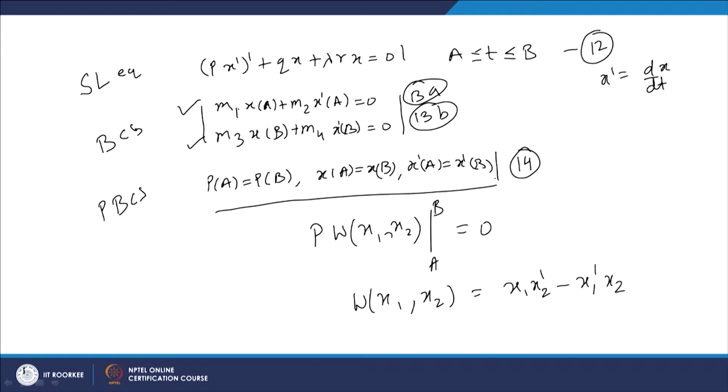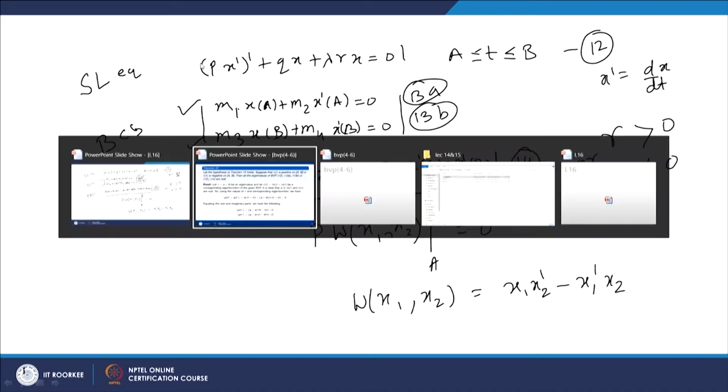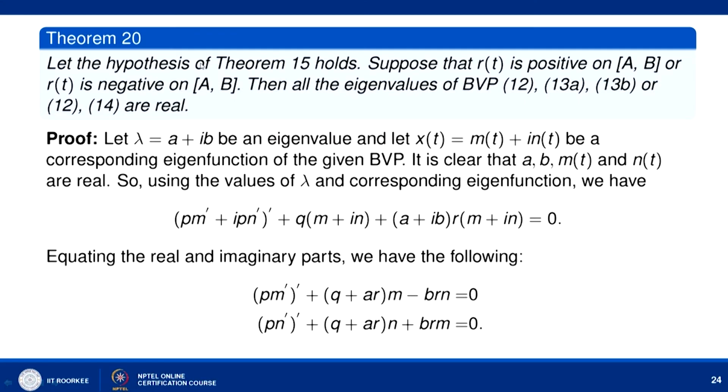So it says that if R is positive or R is negative, and all the conditions of theorem 15 are satisfied, that is a and b are finite and the coefficient P is positive, hence non-zero, then the eigenvalues are all real. So the eigenvalues of 12 with 13a, 13b, or 12 with 14 are all real. That is what we want to show in this theorem.